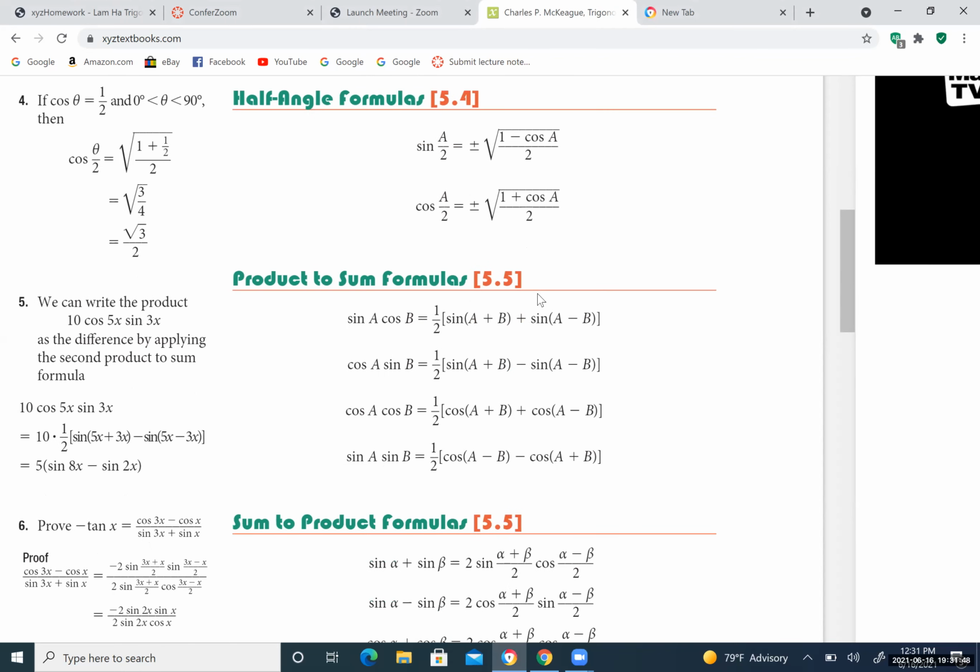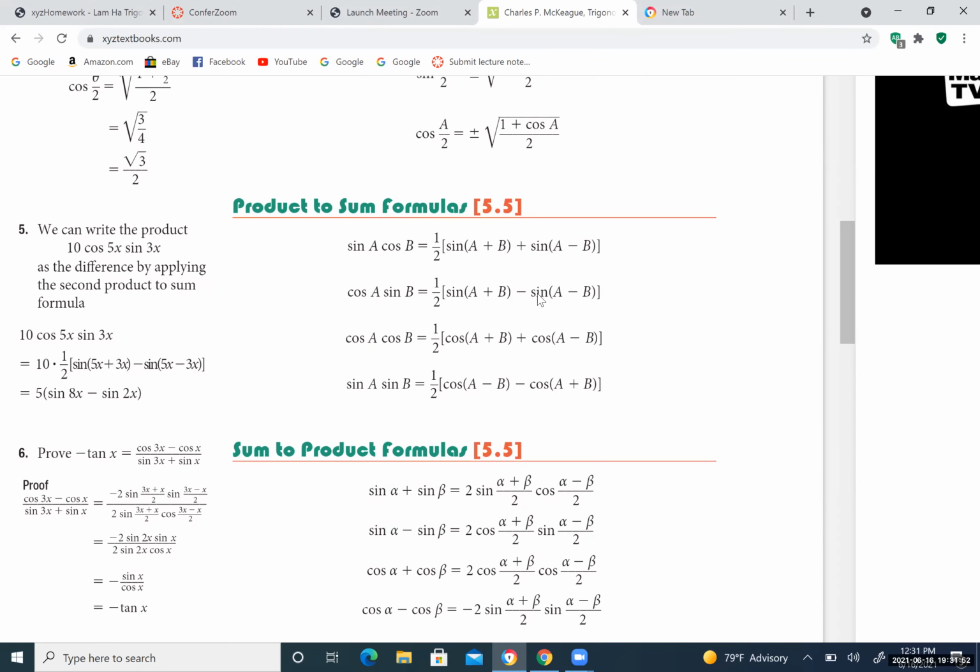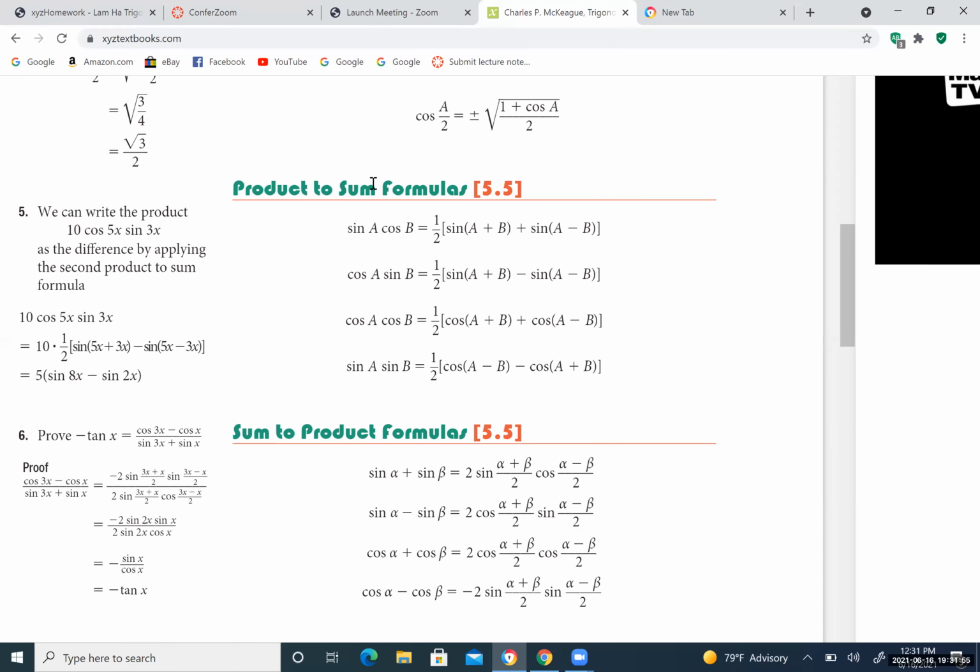Okay, so section 5.5, products to sum formulas. You have products, and you expand the product into a sum formula, like this. It's a long formula, but it's nice to know. Sometimes they expect you to apply the formula to expand things out. But sometimes it's obvious, like sine of 30 degrees times cosine of 30 degrees, or 45 degrees, and you can multiply them together directly. You don't have to use the formula.